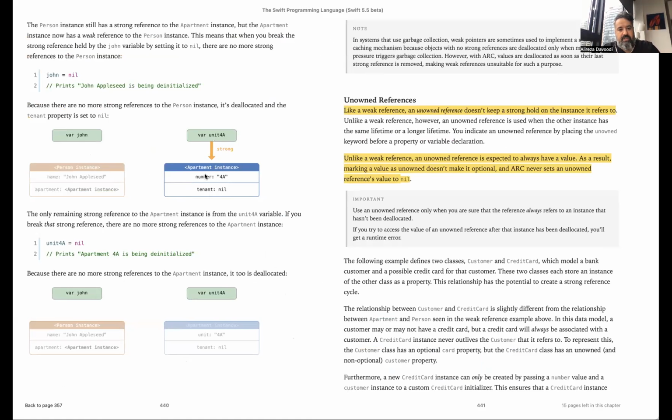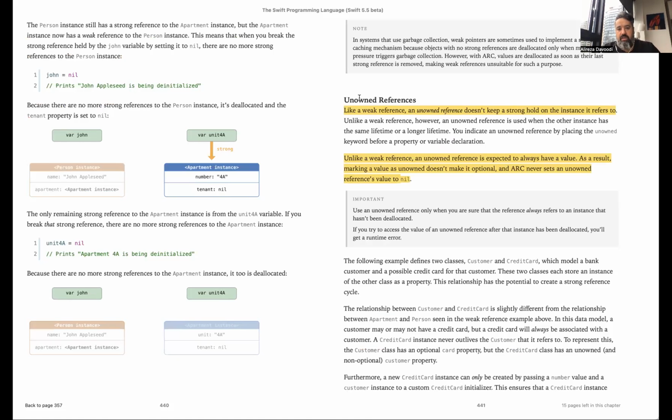So the reference count for the apartment is 1. And as long as you put the unit for A equal to nil, then you also break this reference from here, and therefore the reference count for this one becomes 0, and therefore it also gets deallocated by the Swift compiler. So this is how you can fix this problem of a reference cycle. So this is how a weak reference is helping.